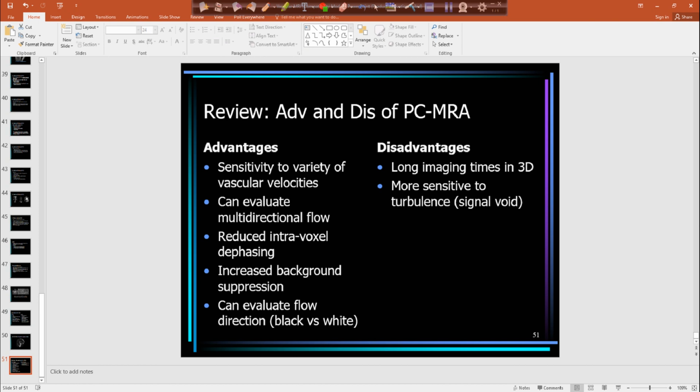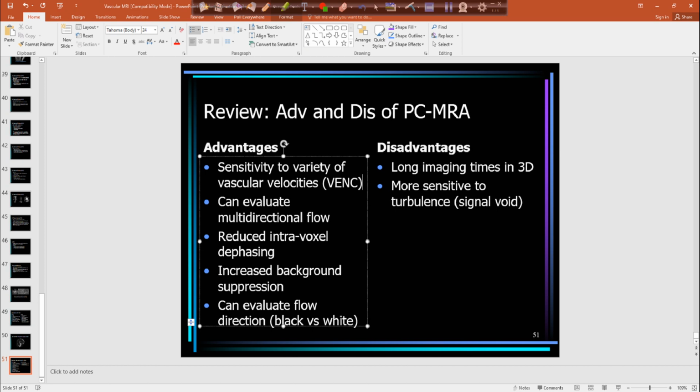So just a quick review of advantages and disadvantages. Our advantages: it's sensitive to a variety of velocities. And always remember, velocity is always with your acronym, VENC. It can evaluate multi-directional blood flow, because if you have a vessel bright and then another vessel dark, that gives you a clue of which way the blood's flowing.